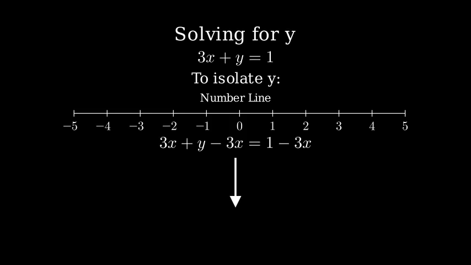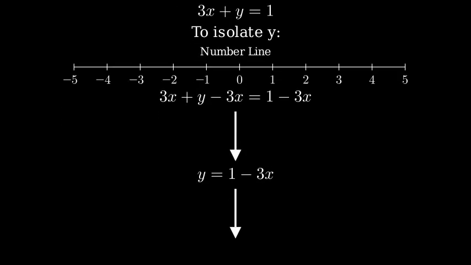Remember, whatever we do to one side of the equation, we must do to the other side to keep the equation balanced. When we subtract 3x from 3x plus y, the 3x terms cancel out on the left side, leaving us with just y. On the right side, we have 1 minus 3x.